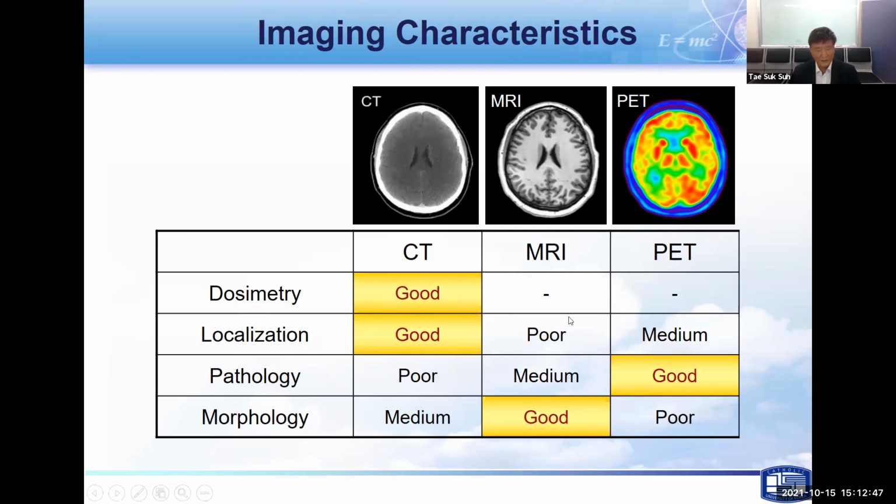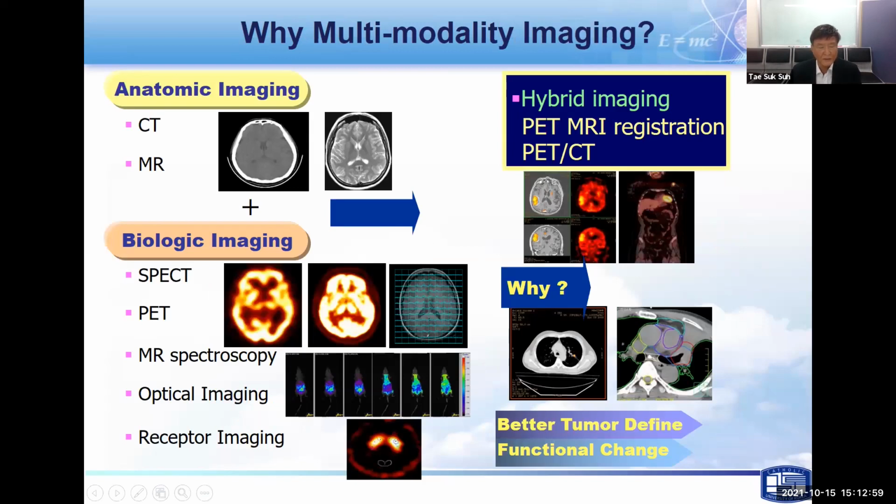So if we combine these image modalities, we can obtain the whole advantage of each image. When we combine anatomical images such as CT or MRI with biological images, the PET, SPECT, and MR spectroscopy, then we can generate hybrid imagery, that is multimodality images, the PET-CT or PET-MRI. These multimodality images are very useful for investigating tumor definition and functional change of the regions.